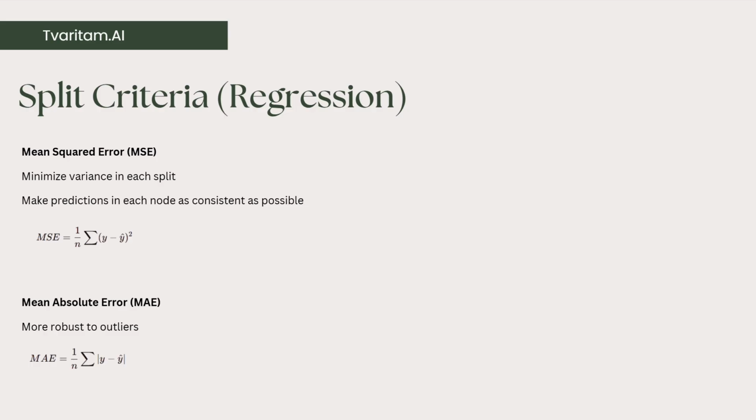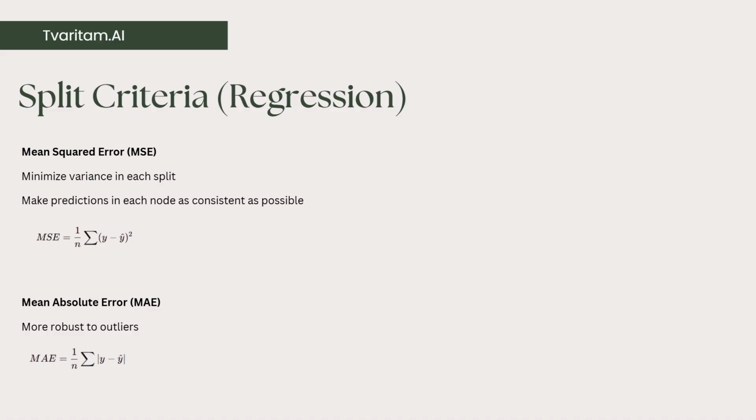Here we are predicting continuous numbers. So instead of purity, we focus on how close predictions are to the actual values. For regression, commonly used split criteria include mean squared error and mean absolute error. Mean squared error measures the average squared difference between actual and predicted values. It tries to minimize variance within each node. Squaring means that large errors are heavily penalized.